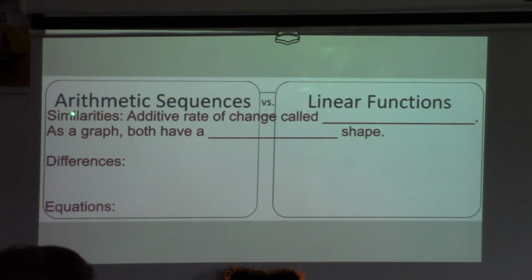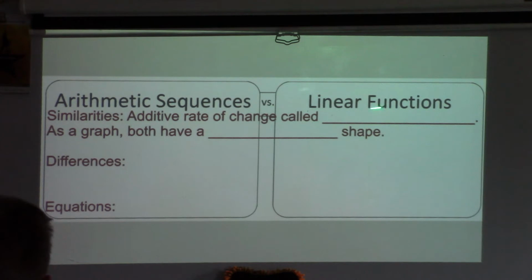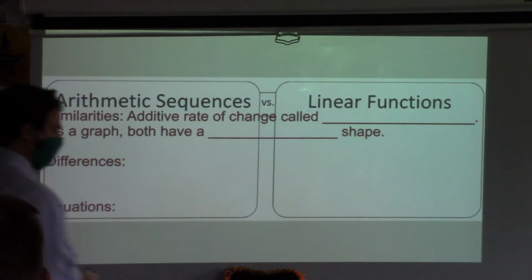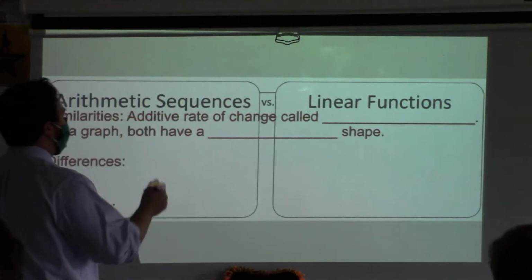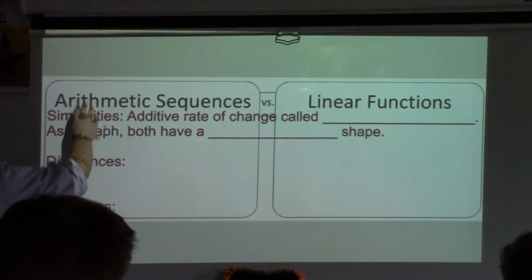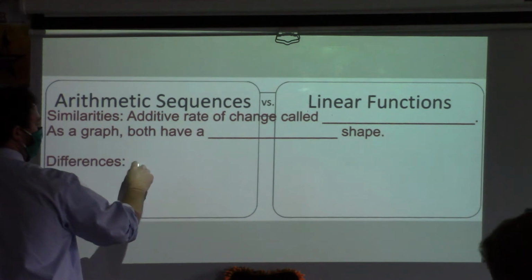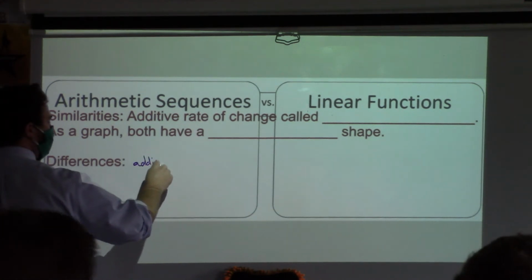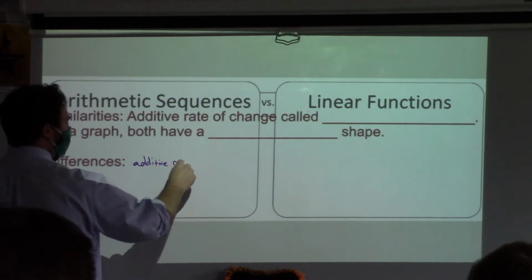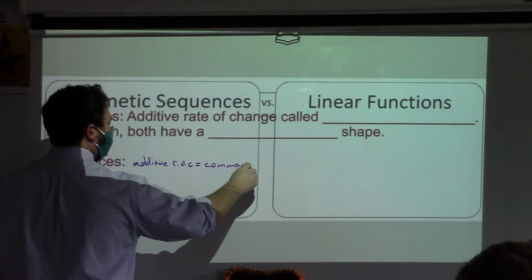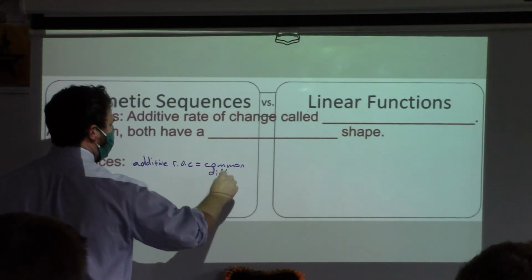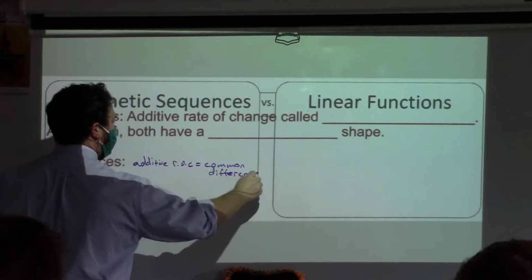But when it comes to arithmetic sequences versus linear functions, similarities. They both have additive rates of change called what? Okay? So it is only called a common difference actually for an arithmetic sequence. So you can say here the additive rate of change equals a common difference. We'll talk about why that is in a second.